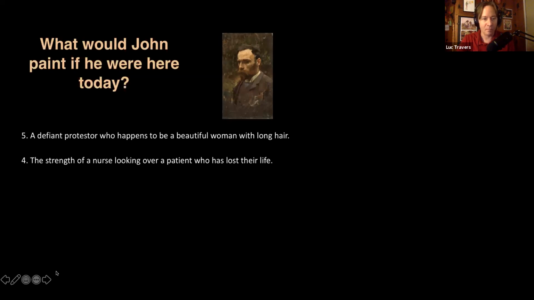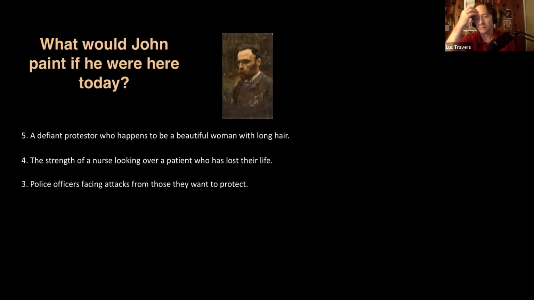Oh, and Molly, you're saying our country forces us to wear masks in indoor businesses. Kids might need confinement and caught. Number 3, police officers facing attacks from those they want to protect. Oh, that's an interesting observation there, Ron.